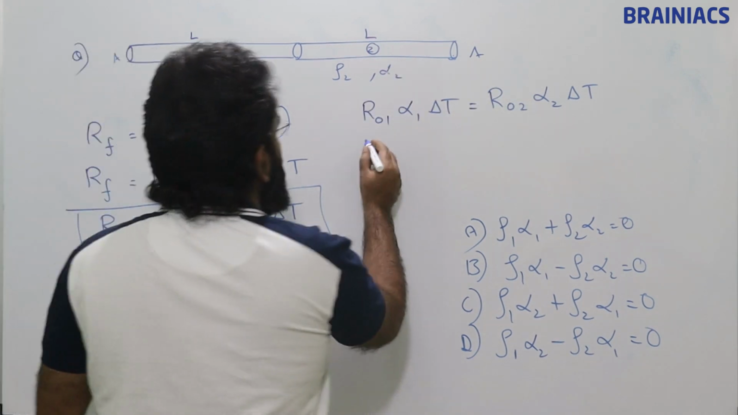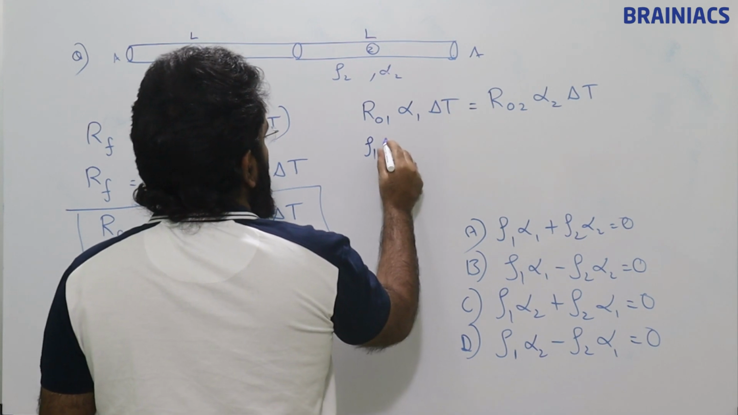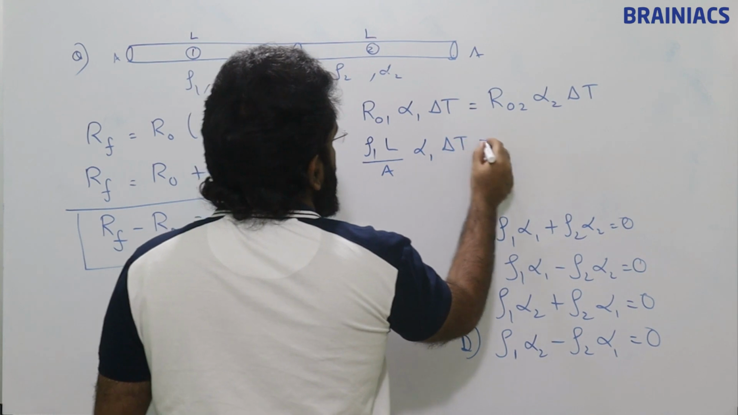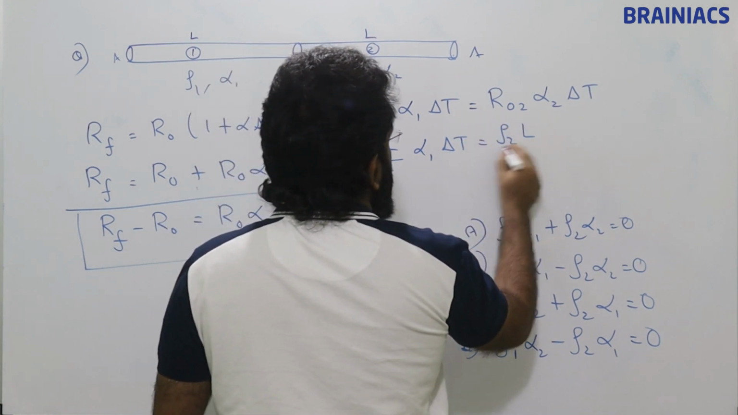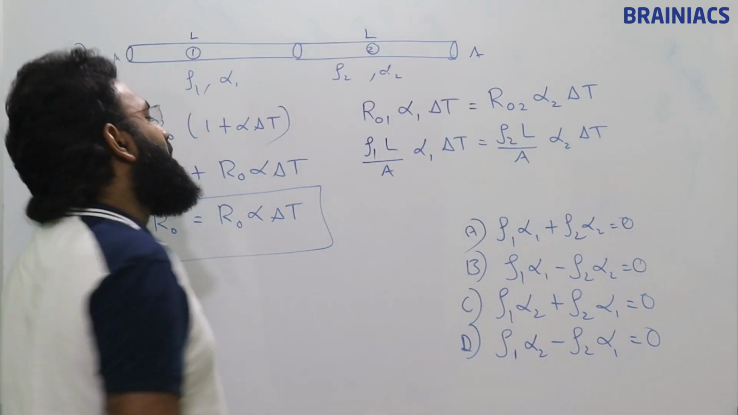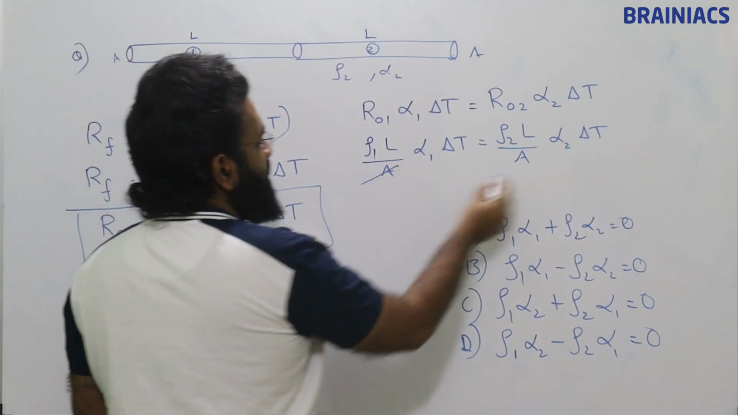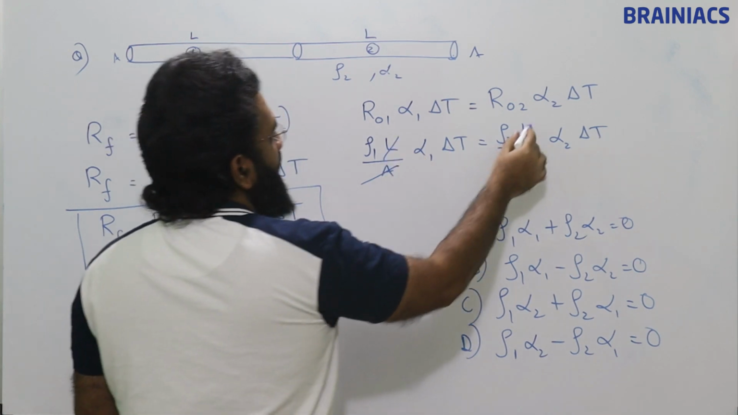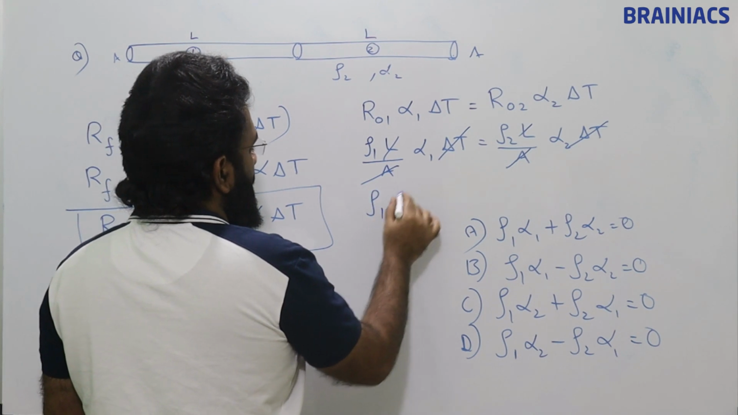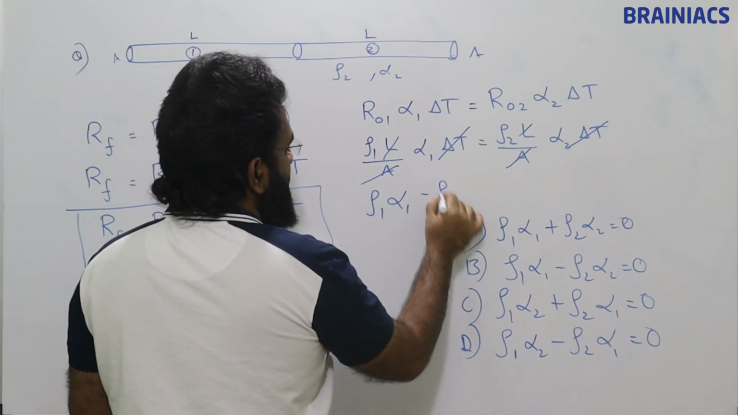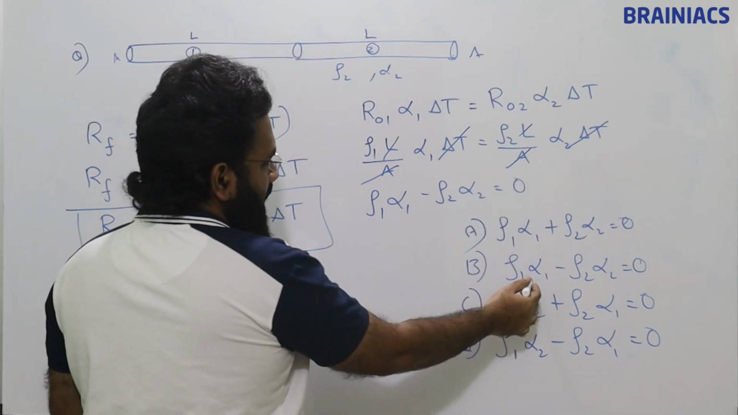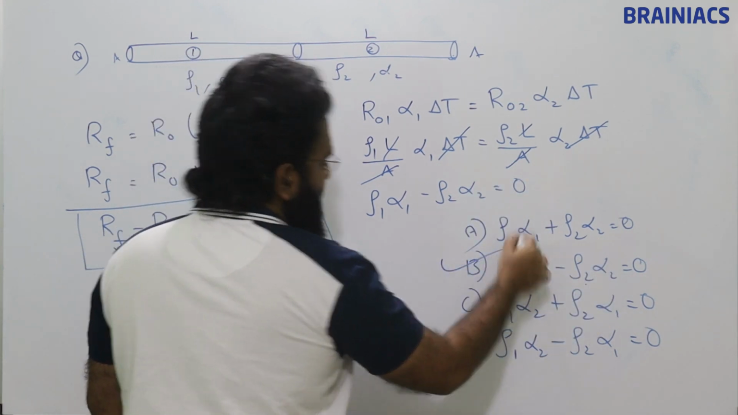Clear? So here ρ1 L by A alpha 1 delta T is equal to ρ2 L by A alpha 2 delta T. So cancel all the similar terms, A, A, L, L, alpha T, alpha T. So ρ1 alpha 1 minus ρ2 alpha 2 is equal to 0. Rho 1 alpha 1 minus rho 2 alpha 2. Option B is correct.